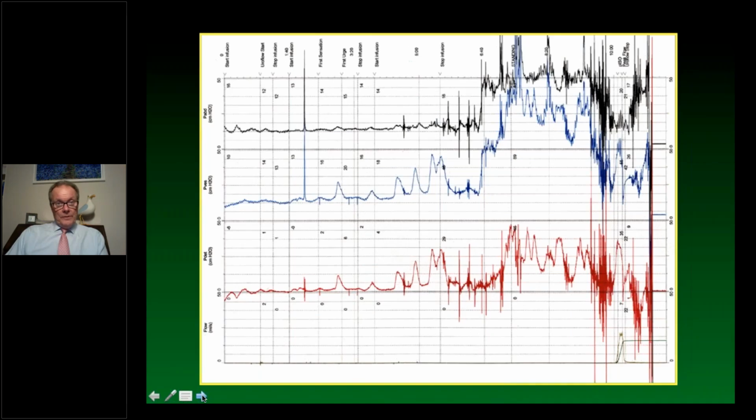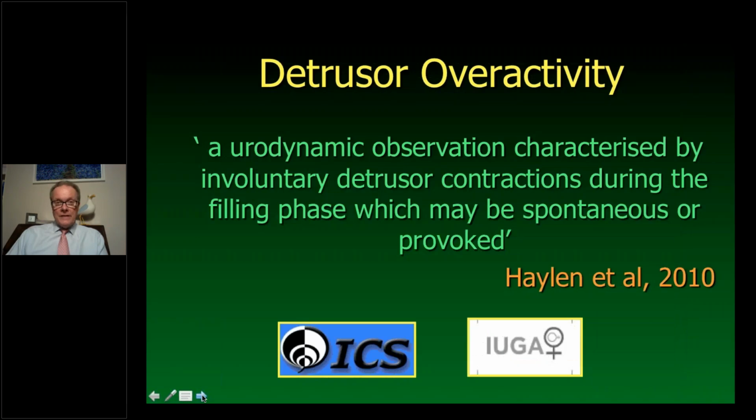So it's only after we perform urodynamic studies and we have a cystometrogram trace which demonstrates unstable bladder contractions that we can make a urodynamic diagnosis of detrusor overactivity, defined as a urodynamic observation characterized by involuntary detrusor contractions during the filling phase, which may be spontaneous or provoked.